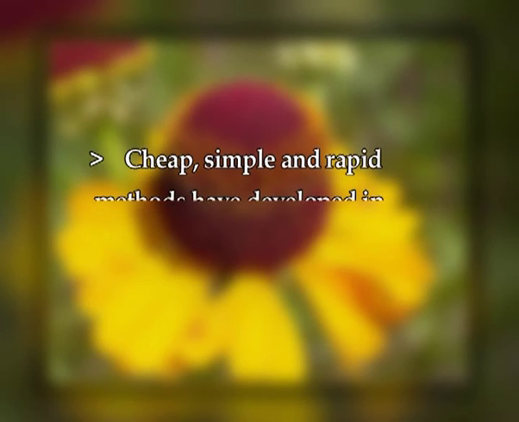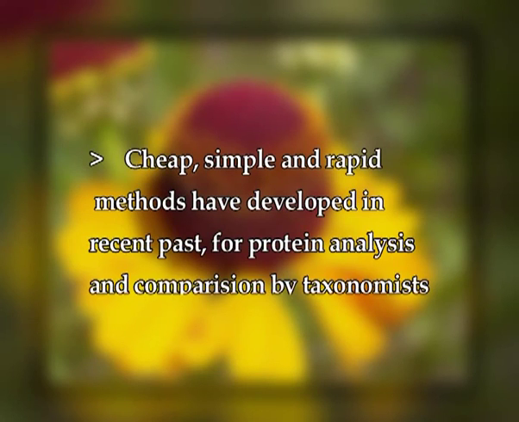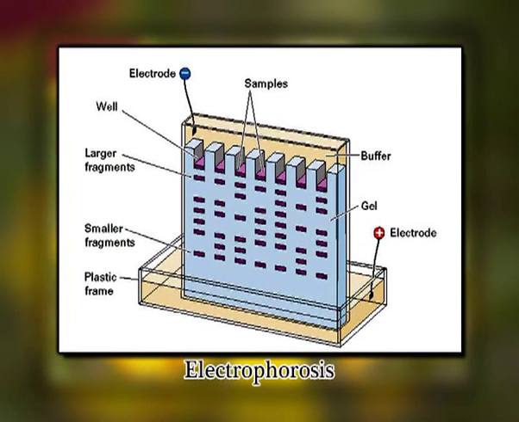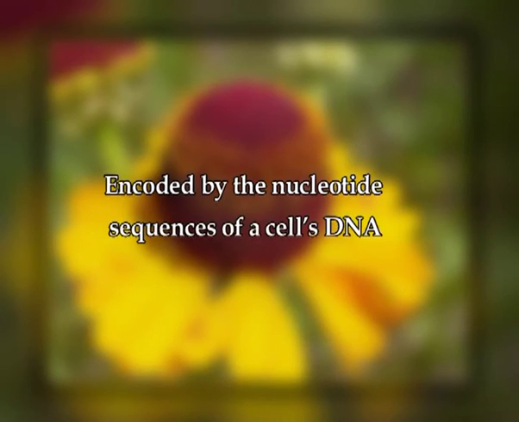Fourth, cheap, simple and rapid methods have been developed in the recent past for protein analysis and comparison by taxonomists, of which electrophoresis is particularly an important method of protein separation. The variation in protein structures between plants effectively provides an inner view into the cell's genome, as the amino acid sequences of proteins are encoded by the nucleotide sequences of a cell's DNA. Proteins have been used in taxonomic investigations in the following ways.